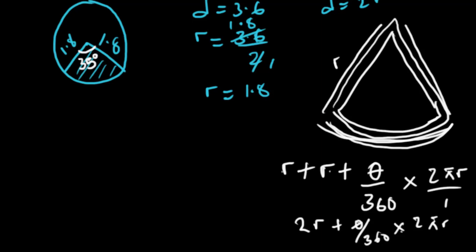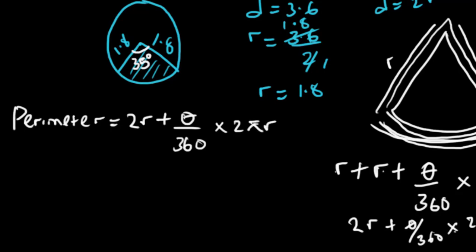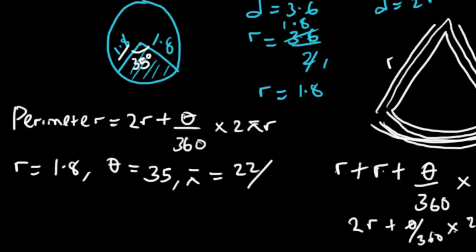So let's solve this question. Perimeter equals 2r plus theta over 360 times 2 pi r. Now let's find what we were given. We know that the radius equals 1.8. We know theta, the angle, equals 35. We're not given pi, but we can take pi equals 22/7. Now we slot this into the formula.